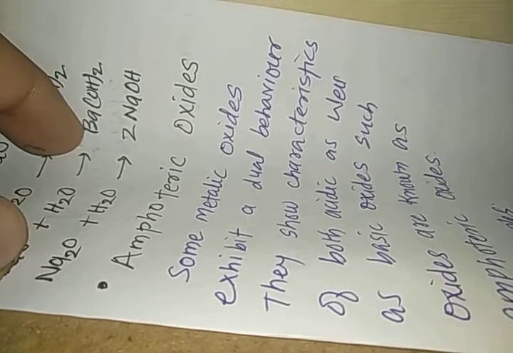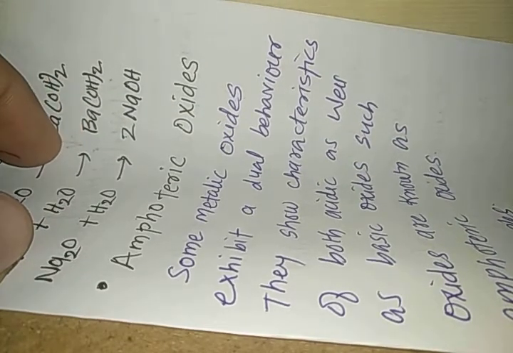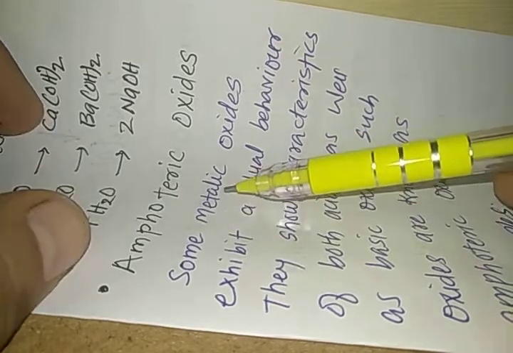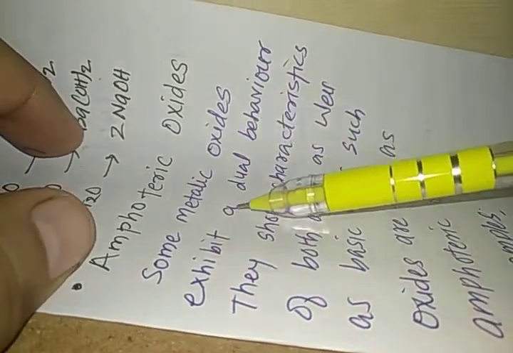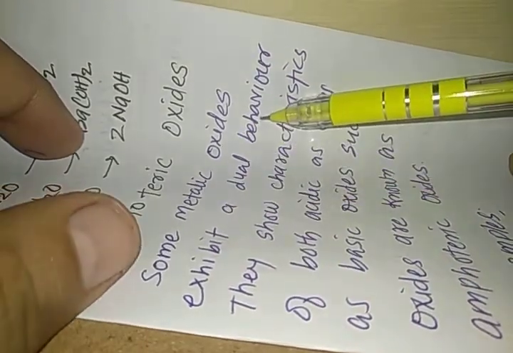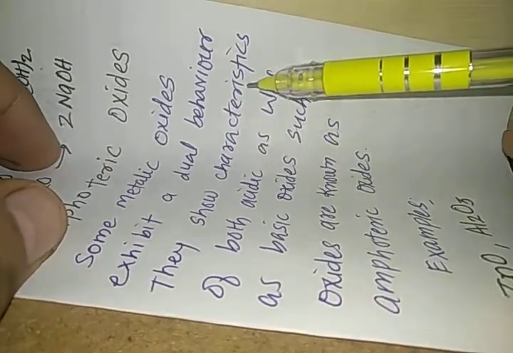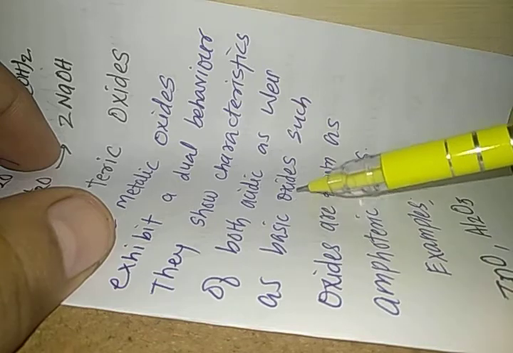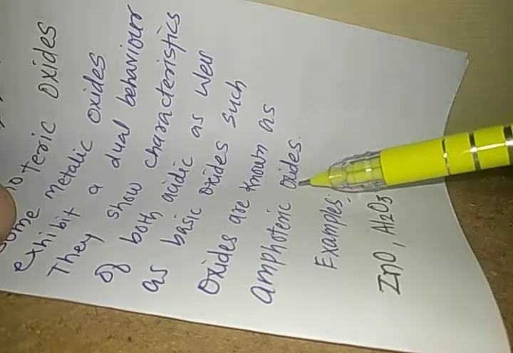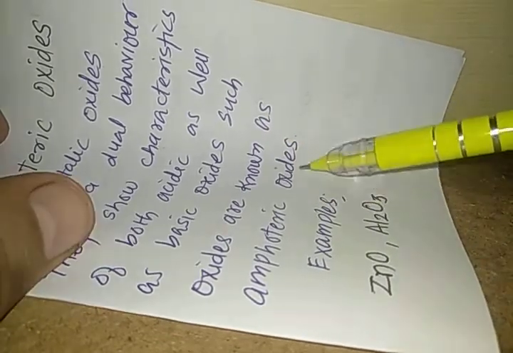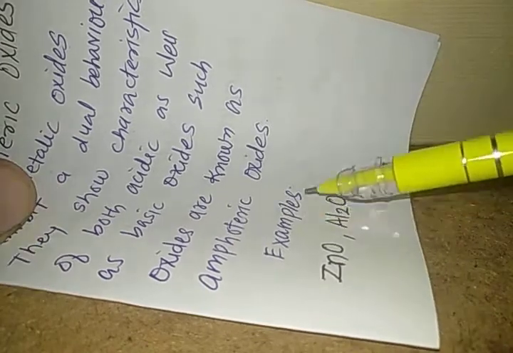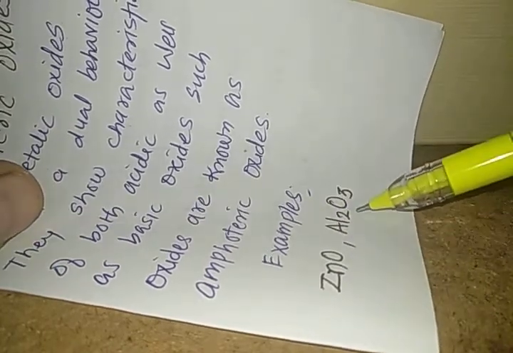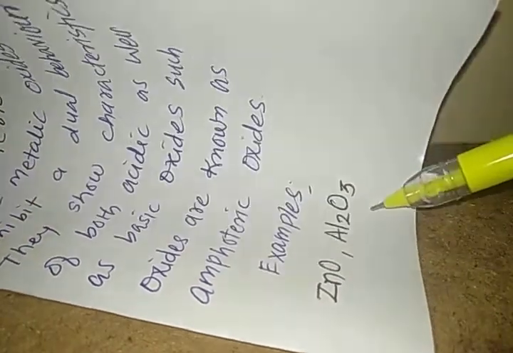Let us study about amphoteric oxides. Some metallic oxides exhibit a dual behavior. They show characteristics of both acidic as well as basic oxides. Such oxides are known as amphoteric oxides. Examples are zinc oxide and aluminium oxide.